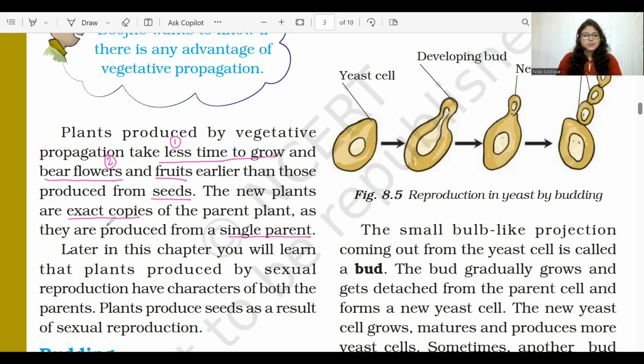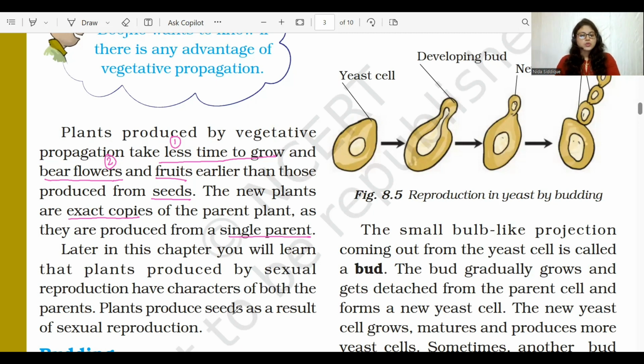So the new plants that have been produced by asexual mode of reproduction are just copies of the parent plant. Later in this chapter, you will learn that plants produced by sexual reproduction have characters of both the parents. So this is also one of the differences between sexual and asexual modes of reproduction. In asexual reproduction, all the offspring produced are exact copies of the parent. But in sexual reproduction, the offspring have characteristics from both the father as well as the mother.